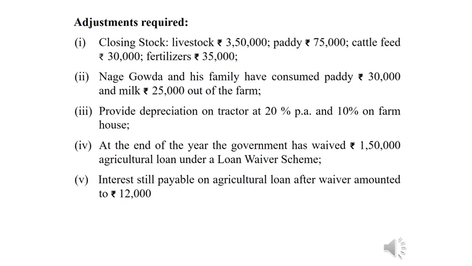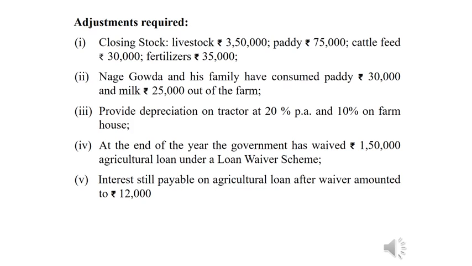First adjustment says closing stock information. Livestock rupees 3,50,000, paddy rupees 75,000, cattle feed rupees 30,000, fertilizers rupees 35,000. Nagegowda and his family have consumed paddy worth rupees 30,000 and milk products worth rupees 25,000 out of the farm. That is, this should be treated as drawings. Then third adjustment required is provide depreciation on tractor at 20% per annum and 10% on farmhouse. So we have to provide depreciation.